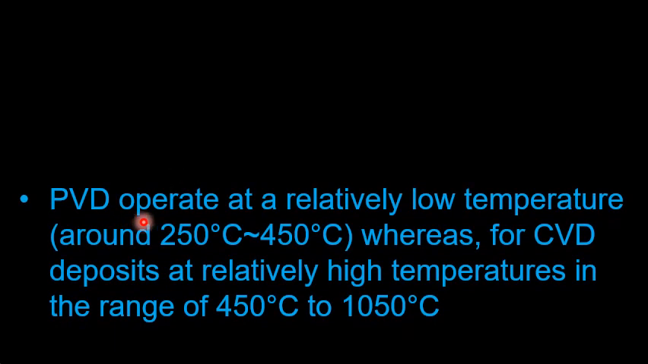Physical vapor deposition process operates at relatively low temperature, around 250 degrees centigrade to 450 degrees centigrade. Whereas CVD deposits at relatively high temperature in the range of 450 degrees centigrade to 1050 degrees centigrade, and even up to 1200 degrees centigrade.